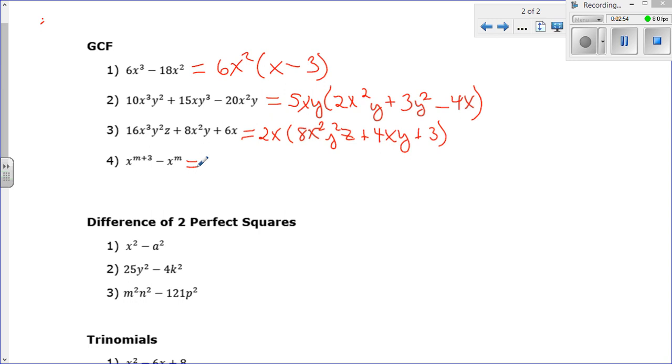So in the last one, it looks like there's nothing in common, but we can rewrite this first term. When we multiply, we add exponents, so I could say x to the m times x to the 3 minus x to the m. Now, when I look at that problem, my GCF is x to the m, and then I'm left with x cubed minus, since my GCF is my last term here, I put a 1 in its place. Okay?